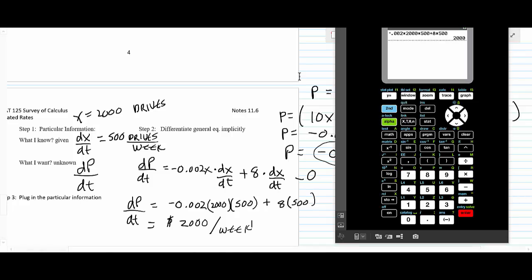Okay, if it was negative, what would that tell you? It'd tell you it's decreasing. It wouldn't tell you you're losing, because remember, dP over dt is a rate, so that rate is decreasing. Okay, that's what that means.